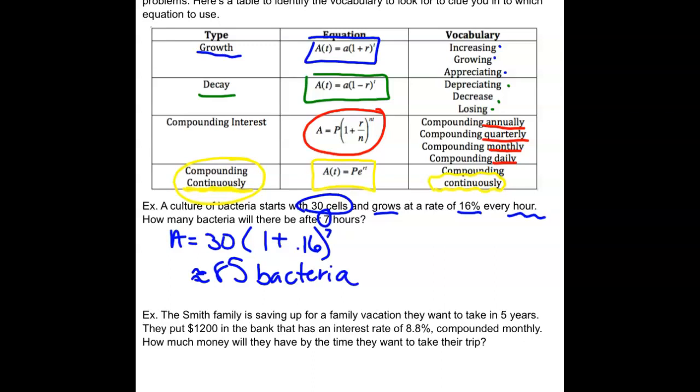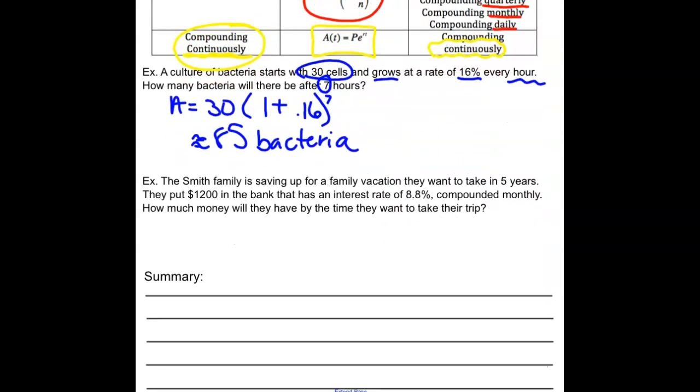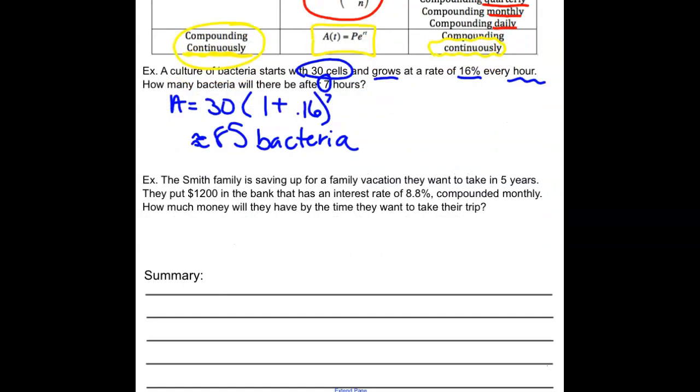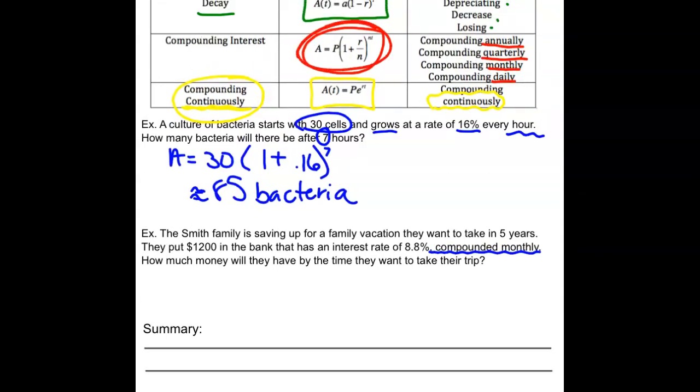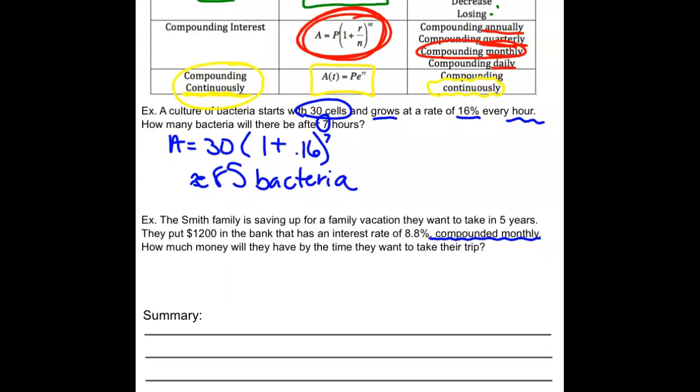Okay. All right, our next example, it says the Smith family is saving up for a family vacation they want to take in 5 years. They put $1,200 in the bank that has an interest rate of 8.8% compounded monthly. How much money would they have by the time they want to take their trip? All right, so right here, compounded monthly. That tells me that I need to use this equation, okay? Compounded monthly. Any type of compounding other than continuous is going to be this formula.